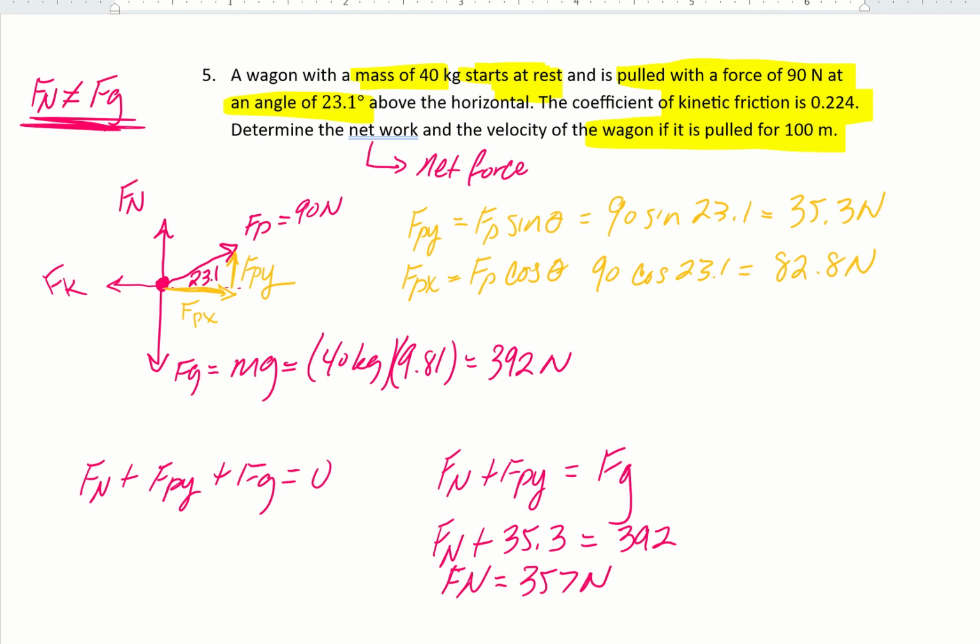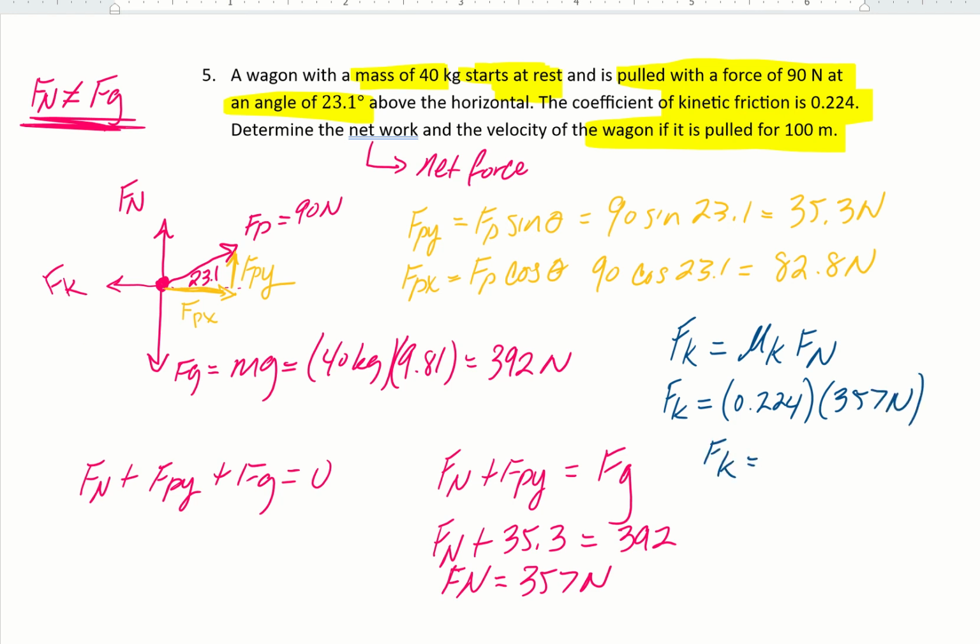So recall, kinetic friction is the coefficient of friction times the normal force. So Fk equals the coefficient of friction, 0.224, that was given in the problem right here, times the normal force, which we just calculated, that's 357. So Fk, if we just multiply those two together, is 79.96, so I'll call it 80.0 newtons.